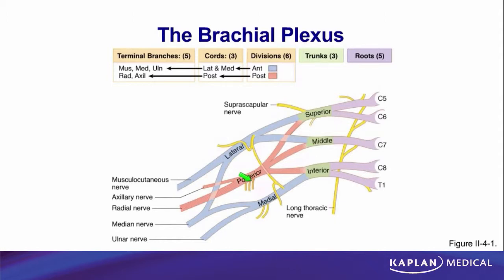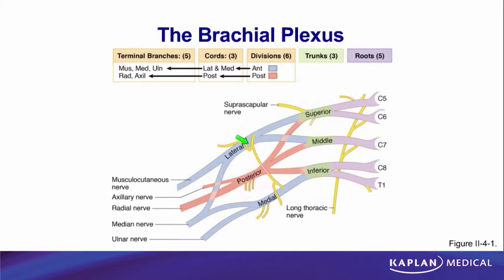But the important point to keep in mind here is that the lateral cord and the medial cord contain only anterior division fibers, and the posterior cord contains only posterior division fibers. So the key difference between the three trunks that we find in the neck and the three cords that we find in the axilla is that the cords are segregated with anterior and posterior fibers kept together in their respective cords, whereas the trunks are mixed with anterior and posterior fibers all together in the same trunk.